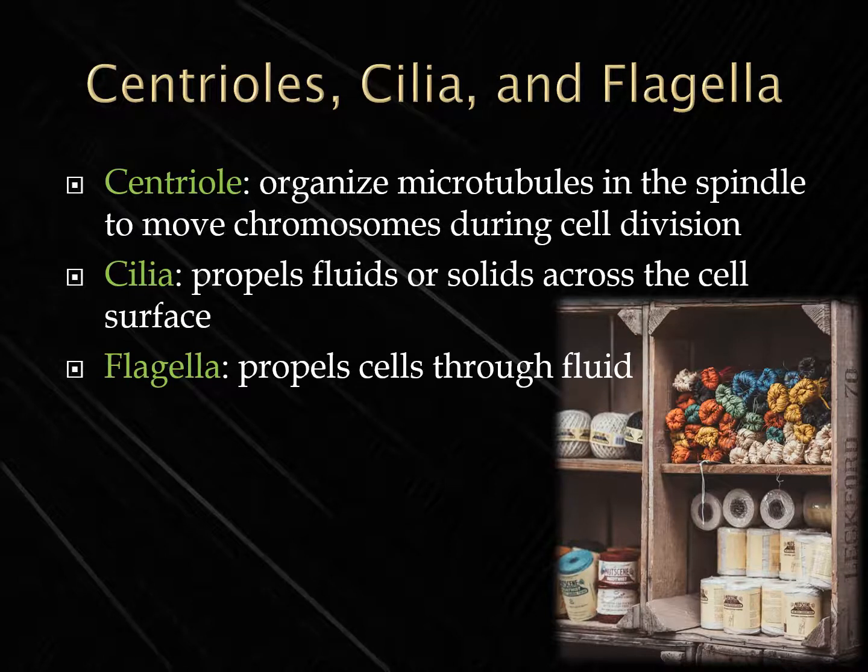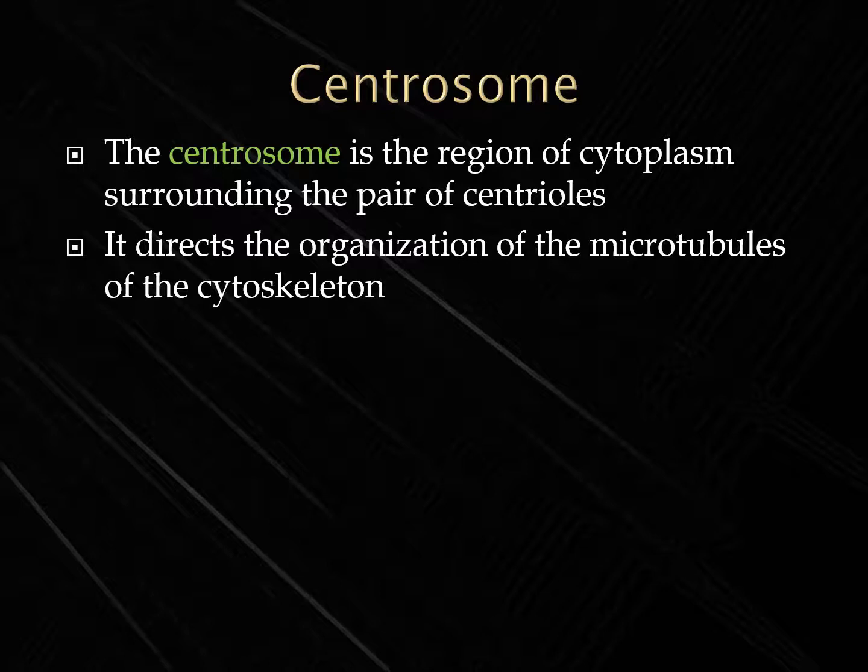Centrioles organize microtubules in the spindle to move chromosomes during cell division. Cilia propel fluids or solids across the cell surface. Flagella propel cells through the fluid. The centrosome is the region of cytoplasm surrounding the pair of centrioles. It directs the organization of the microtubules of the cytoskeleton.